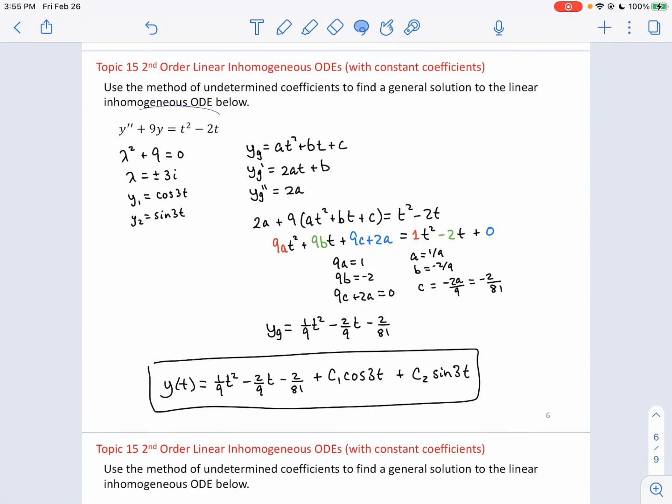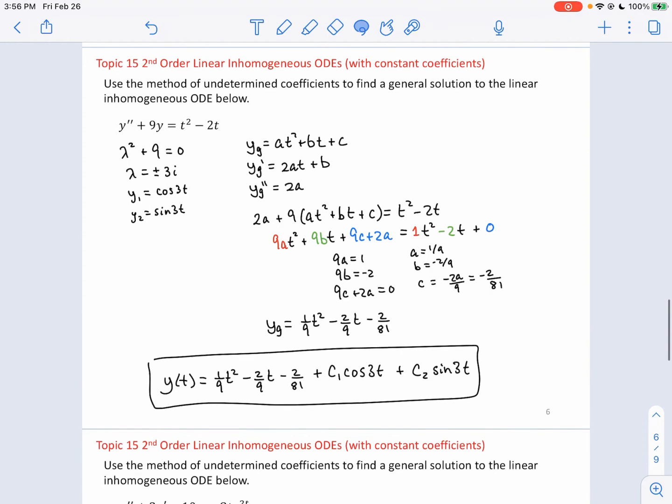Now, of course, if there had been some initial data as well, then I would now have to figure out what C1 and C2 are. So I'm still not out of the woods if I'm looking for a particular solution that satisfies certain initial conditions. So these can get very time consuming.